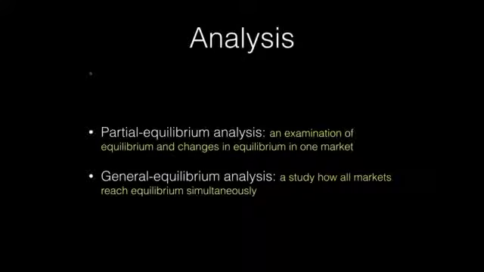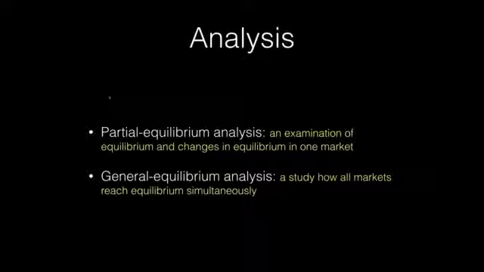So realize that previously some of the things we looked at were considered to be a partial equilibrium analysis. So we're just looking at if demand changed in a particular market, how that impacted that market only. Whereas in a general equilibrium analysis, we're looking at how all markets reach equilibrium all at the same time. So realize that this is a little more complicated than things we've looked at previously.